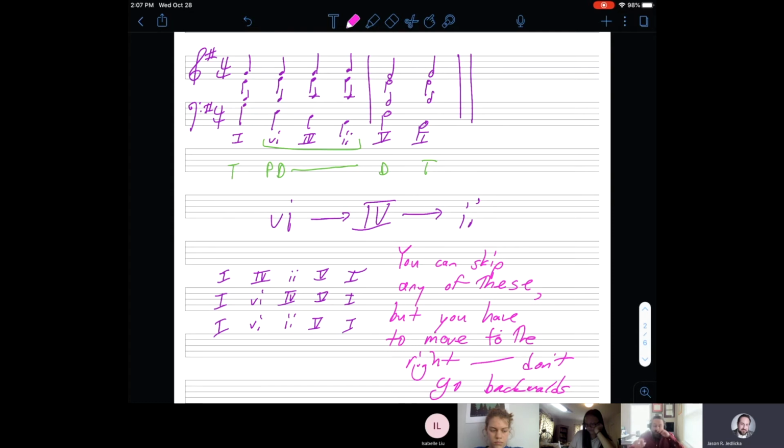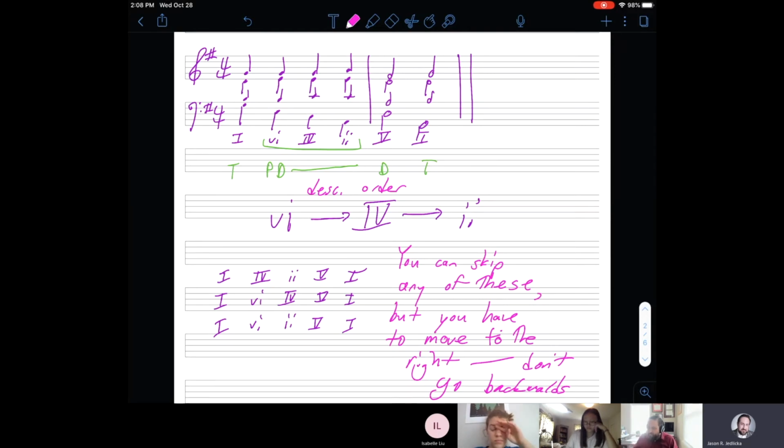Okay. In Western classical music, we don't do that. So if you wanted to go directly from 1 to 2, you can't have 4 or 6 after that, because that's going backwards. So it's in descending order, 6, 4, 2.